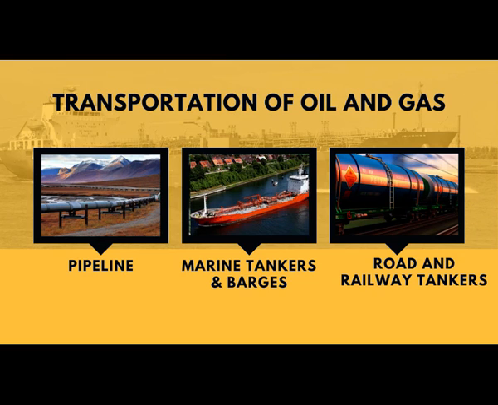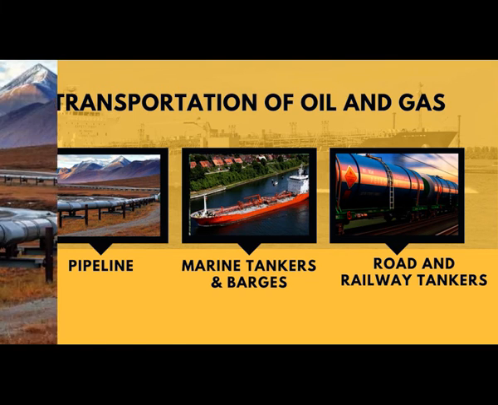Now we have already understood how oil and gas are produced and separated from the mother earth. Now these oil and gas need to be transported to the downstream processing facility. This can happen through three different modes. Number one is the pipeline transport system. Second one is marine tankers or barges. Third one is road and railway tankers.